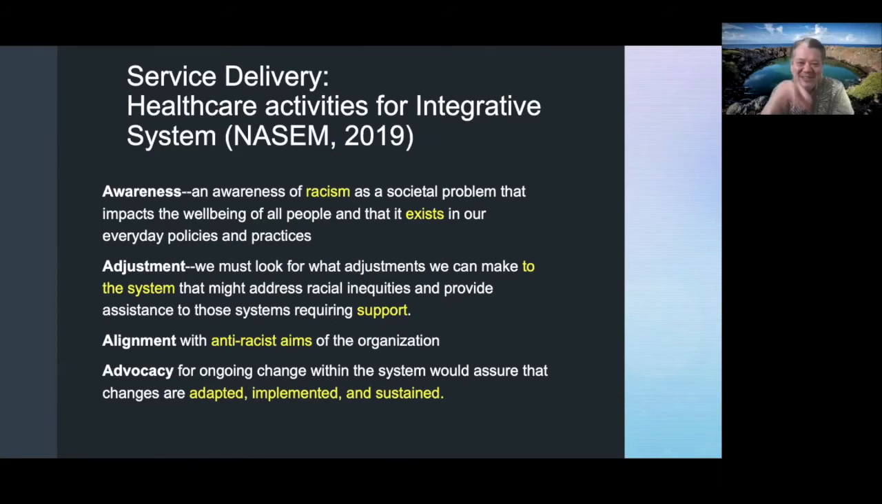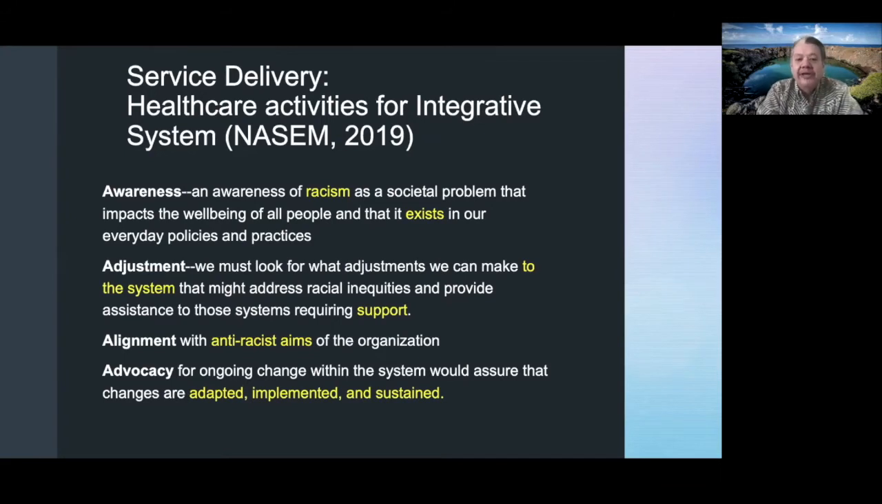We need to build that awareness that this exists. This really does exist. And I hope that most of you do not have to continue to prove that, because I'm hopeful that we can move towards level number 2, right? Which is beyond awareness, which is now looking for adjustments. How can we make adjustments to the system that might address these inequalities and provide assistance to those systems requiring greater support, right? But we have to be aware that there is this problem in everyday policies and practices. And then third, are these aligned with the anti-racist aims of our organization? This assumes that your organization does have anti-racist aims, but I think that comes with step 1.